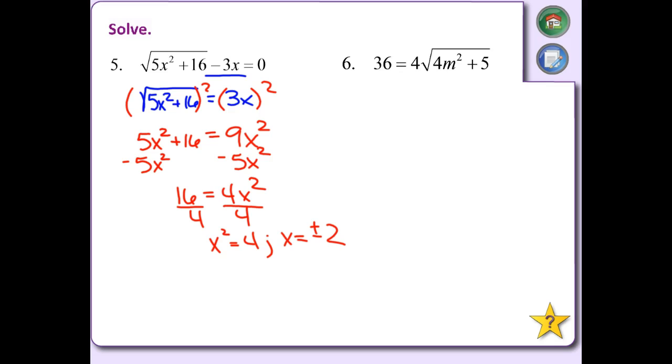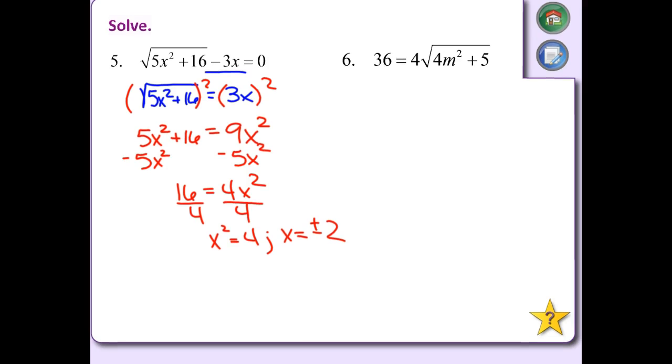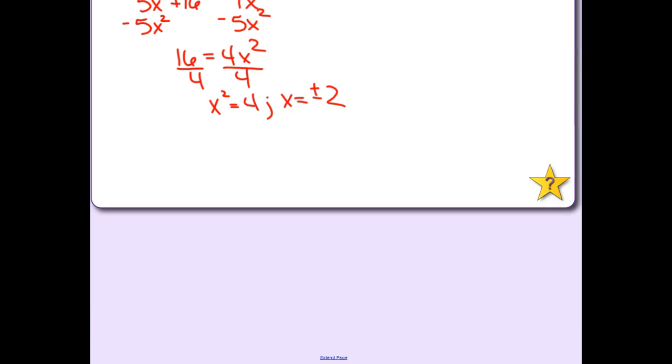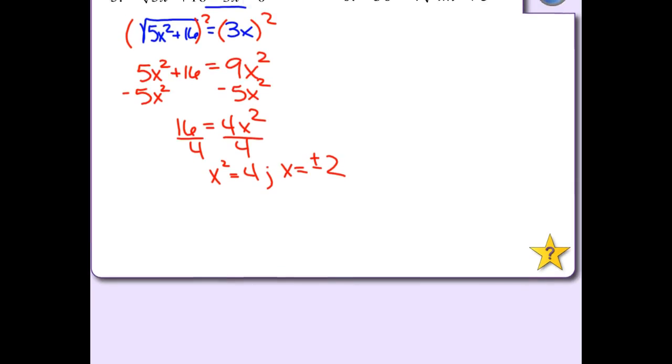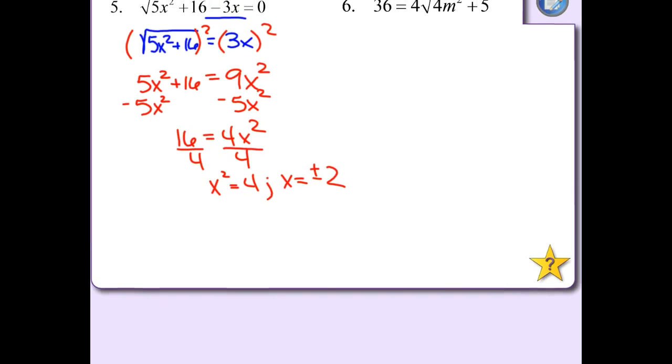Okay, so for me to get plus or minus 2, now I have to check both of those. And hopefully you're going to see a pattern now. If we check positive 2, I can't see my original here. All right, so we're going to try positive 2 first. So we've got the square root of 5 times 2 squared plus 16 equals 3 times, should be minus, because I got to go back to the original, equals 0.